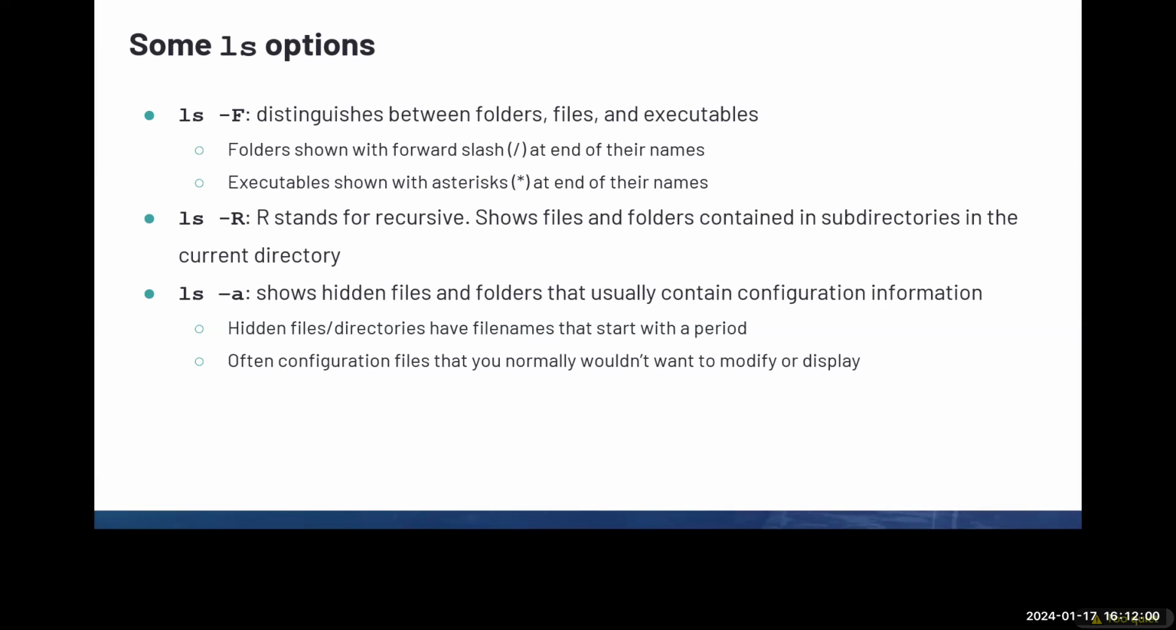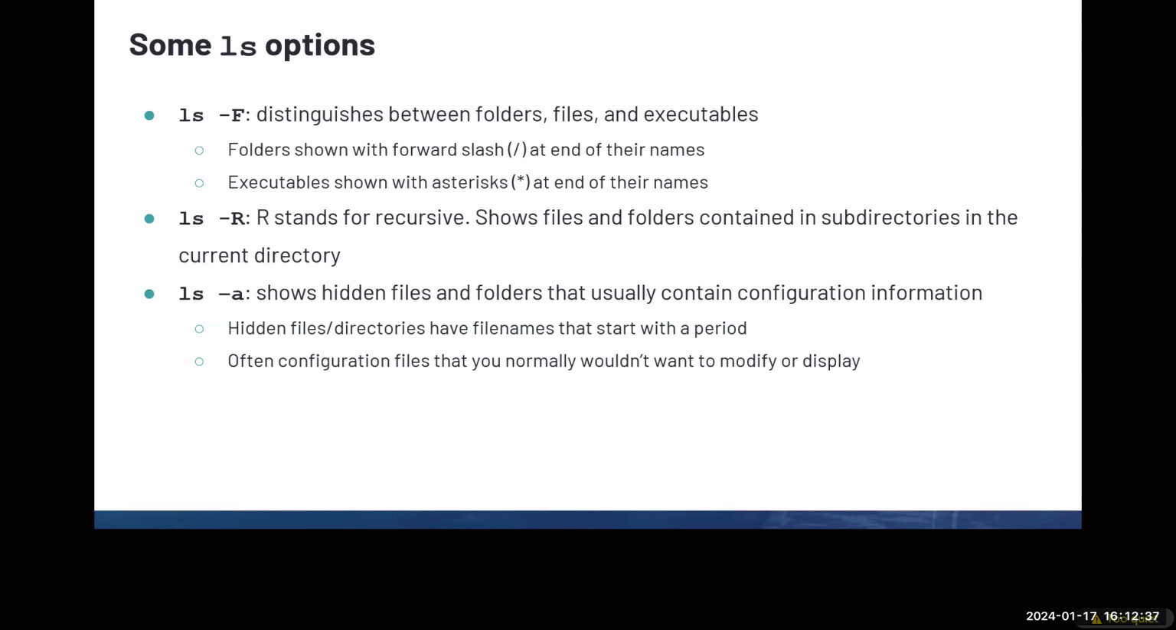So ls -R, where R stands for recursive, means it will show files and folders contained in subdirectories in the current directory. So it will print the directories in the current directory and the subdirectories that they contain. Now, another option for ls is -a, which will show the hidden files and folders that usually contain configuration information.